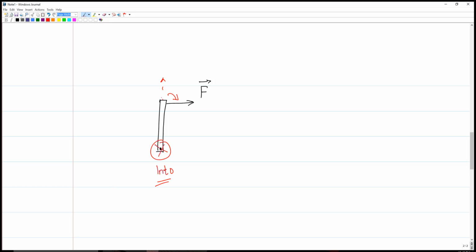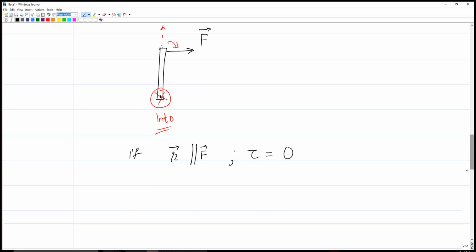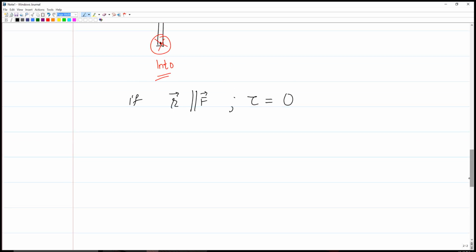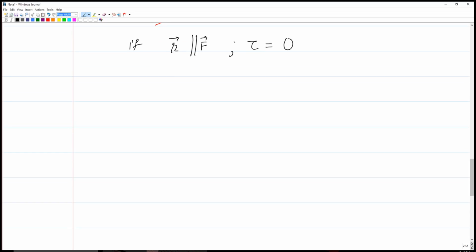Also keep in mind that if R and F are parallel with each other, then the torque is simply equal to 0. So in some cases the force may just be parallel with R, and in that case there will be no torque produced. For instance, if you were trying to open up a door, and say the door is hinged at this point, and you were to simply pull onto the door in this direction or push onto the door, the torque produced would be 0.